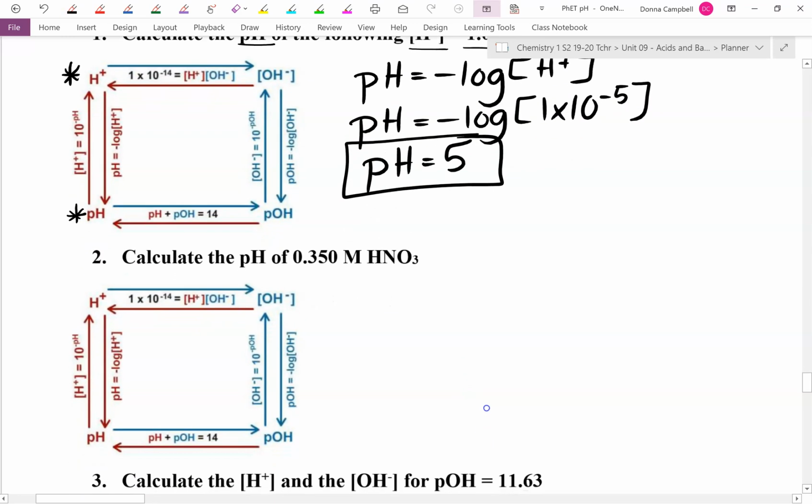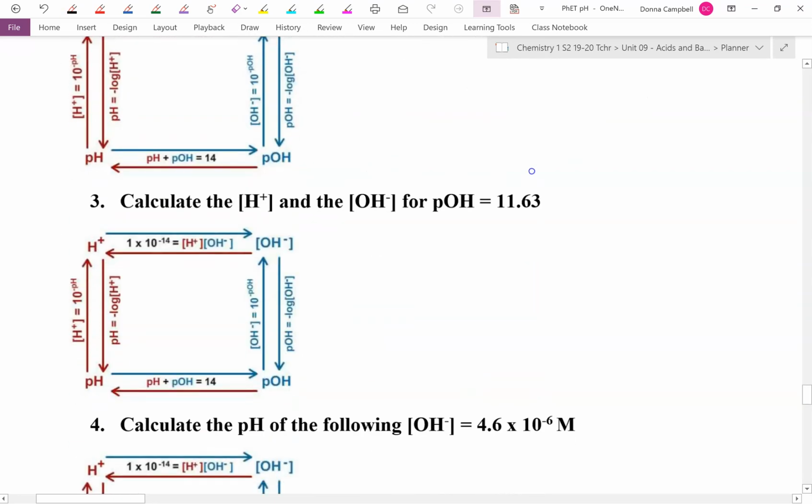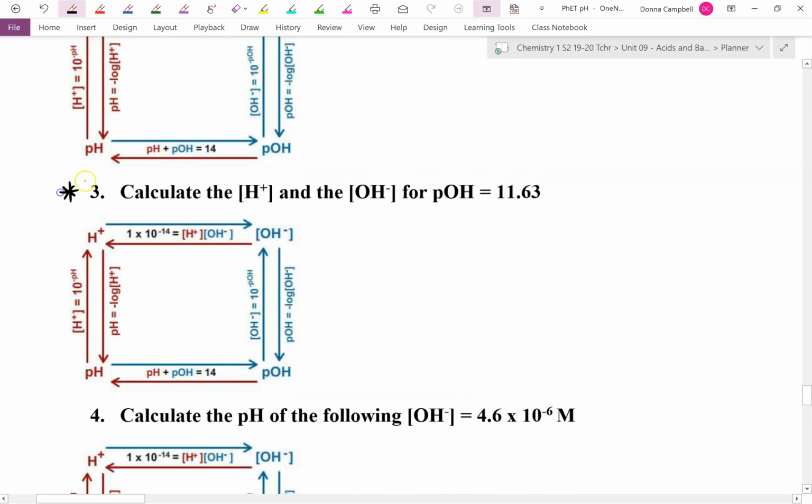So that means that's the same thing for number 2. Let's skip down. Let's look at this one. This one looks interesting. We're actually given the pOH. We're usually not. So this is what we're given. And then we need to calculate the OH minus and the H plus concentration. So there's a one step and a two step.